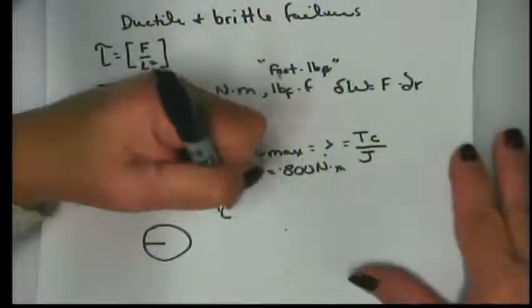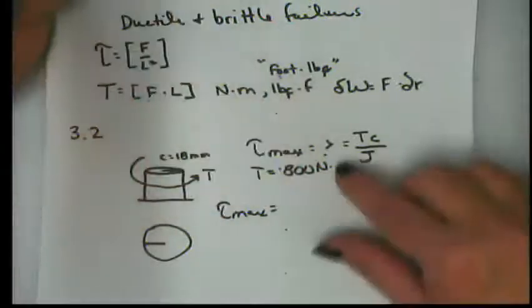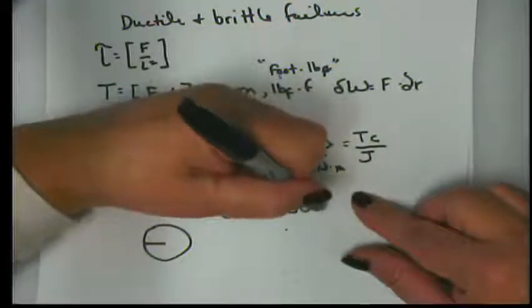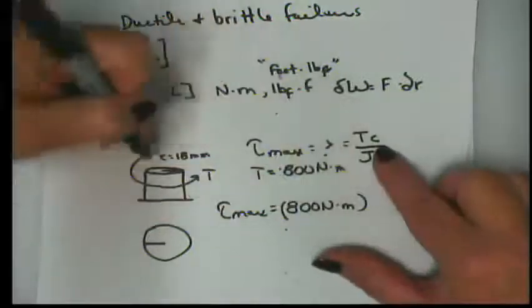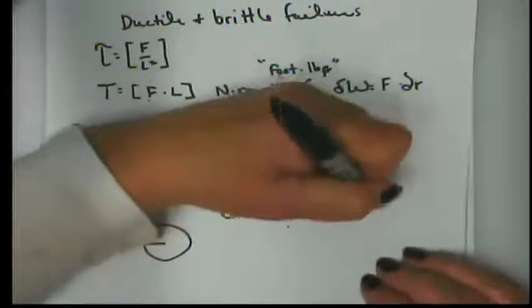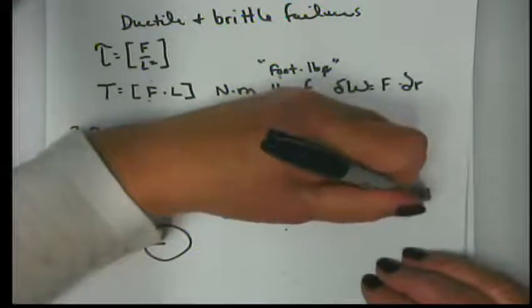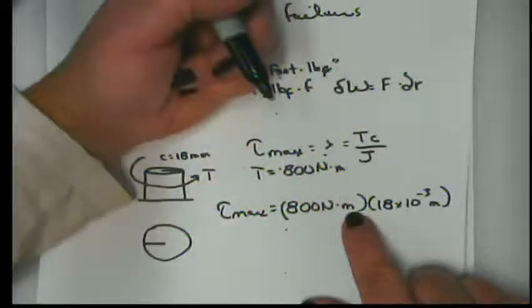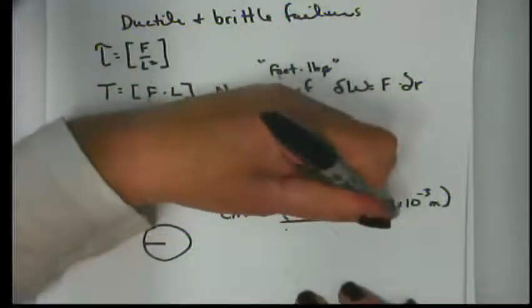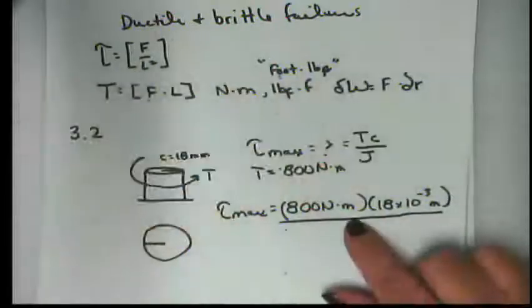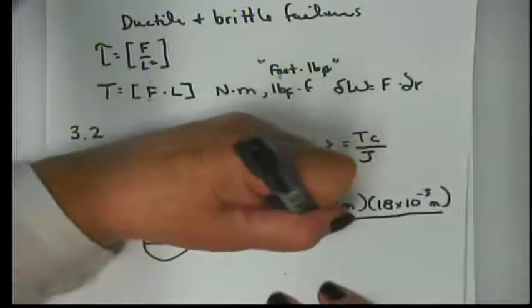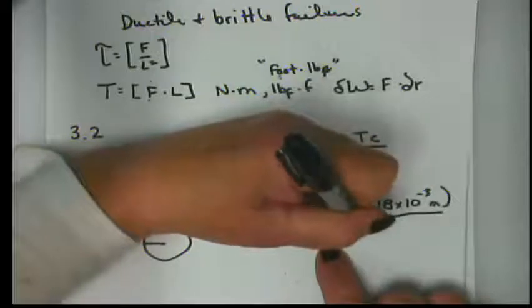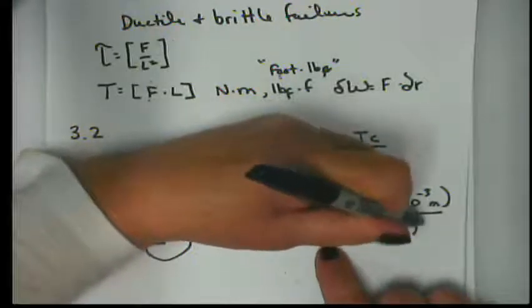So tau max then is going to equal the applied torque, which we're told is 800 Newton meters, times C, which is 18 millimeters, or 18 times 10 to the negative third meters, which once again you don't have to do if you're comfortable keeping it in millimeters, but then you have meters and millimeters in the same problem, which is difficult. Then over this quantity J, the polar moment of inertia, which is 1/2 pi times, this is not hollow, so it's just C raised to the 4th power.